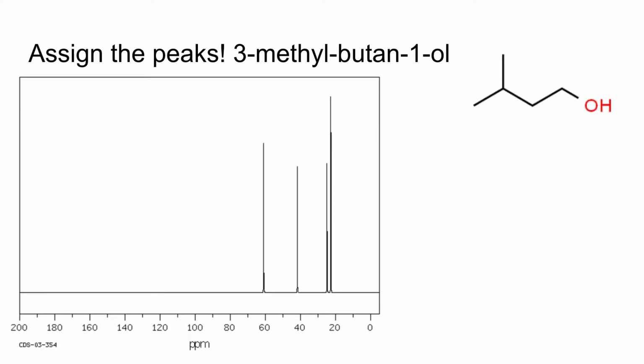So I'm going to call this carbon 1, carbon 2, 3, 4, 5. Okay, so this peak around 60 ppm, the one that's most downfield, which carbon would create a peak like that? Carbon 1, the one located right next to the OH group. This one right here. Perfect.